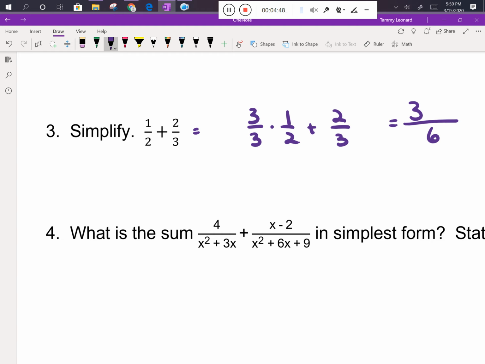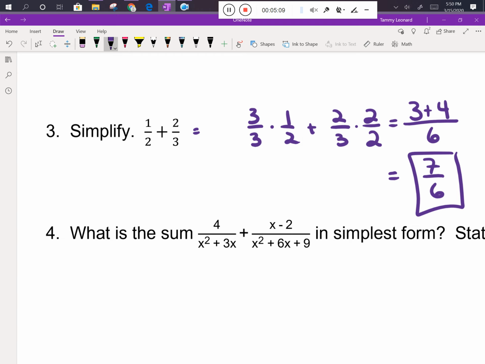And then I see I have a plus sign here. All right, my second fraction. If I want that denominator to become 6, I'm going to have to multiply it by 2, which means I also have to multiply the numerator by 2. So looking at my numerator, 2 times 2 is 4. So my final answer for this sum is going to be 7 over 6.